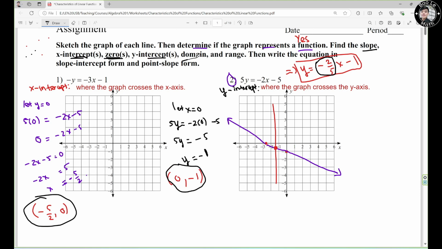Okay. Now, domain, which means we need to go from left to right. And we see that the arrow keeps pointing to the left, so this is negative infinity, and on the right this is positive infinity. Keep that in mind. The arrow points to the left, which means it points to negative infinity. And on the right-hand side, the arrow points to the right, which means it points to positive infinity. So the domain should be all real numbers.